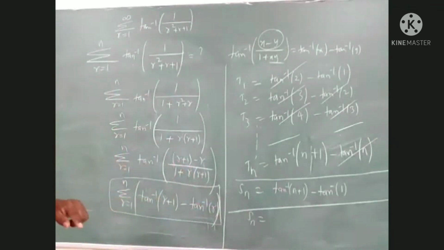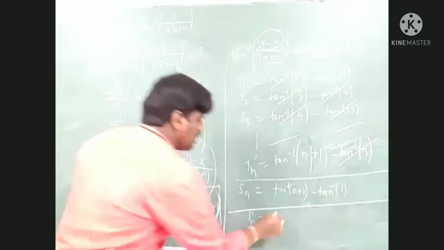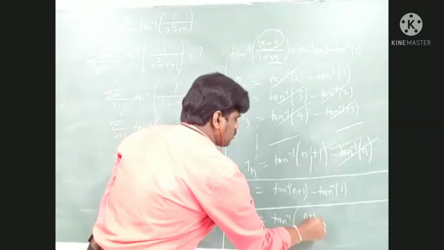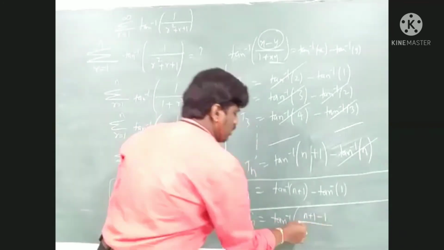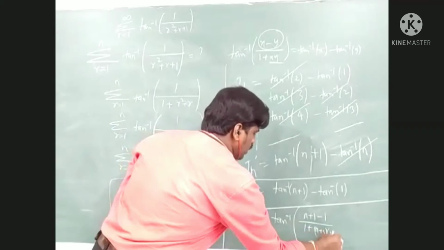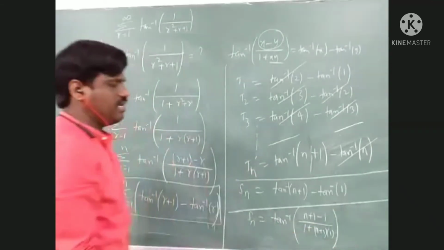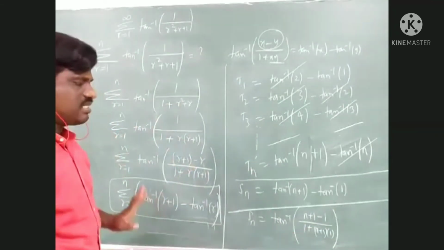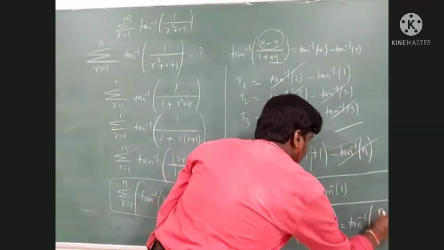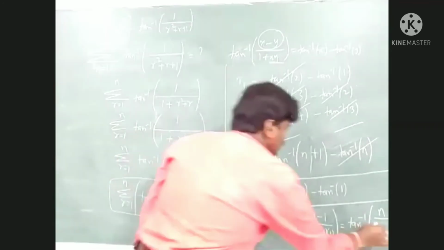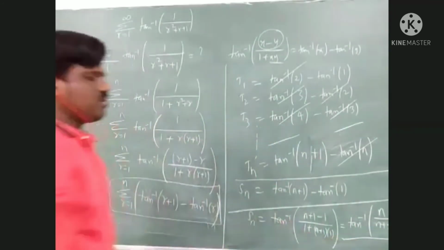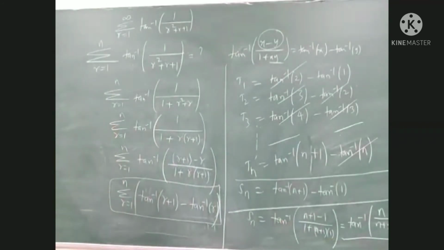Tan inverse n plus 1. So this can be written as tan inverse, can I write this one as n plus 1 minus 1 upon 1 plus n plus 1 into 1, as a formula, reverse formula. So plus 1 minus 1 cancel. Finally, you are getting the answer is tan inverse n upon n plus 1 plus 1, that is n plus 2. This is the final answer. So tan inverse n upon n plus 2 will be the final answer.